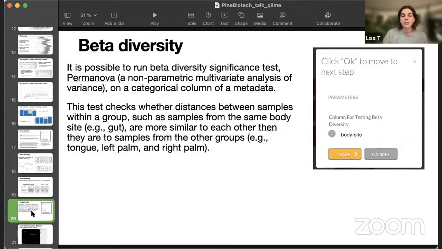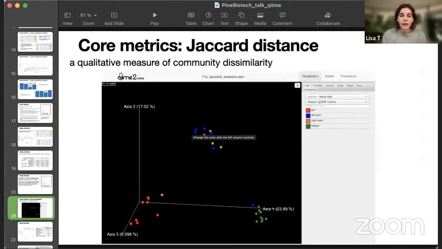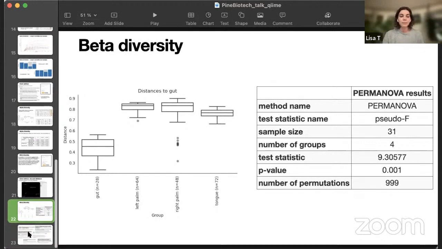And beta diversity will give us an understanding of how samples are between each other, plotting PCoA based on different distances like Jaccard or Bray-Curtis. And we also can run a PERMANOVA test on a column that we are interested in. In this case, it was body site. And I got a really good p-value, meaning that this group has very different beta diversity statistics.